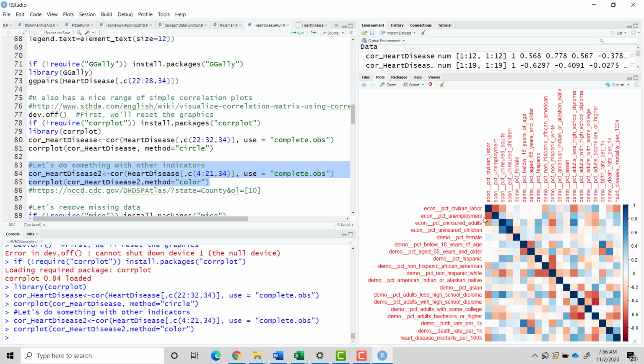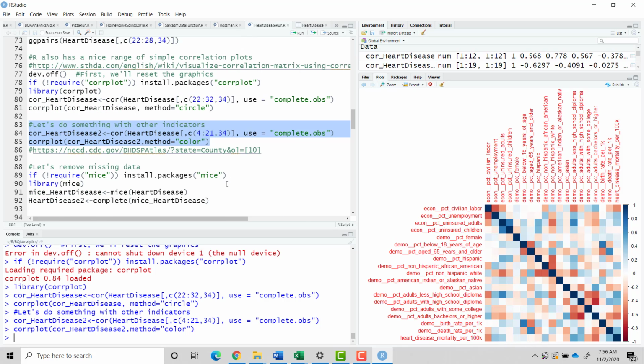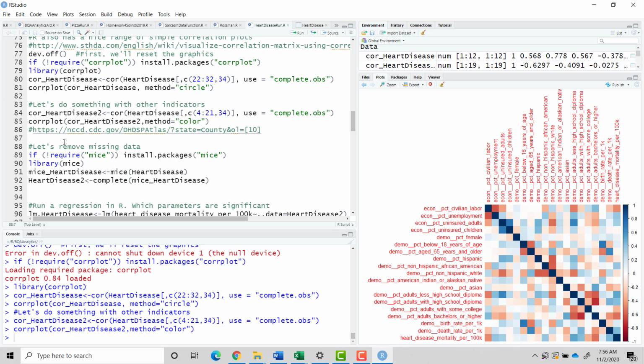So civilian employment is strongly negatively correlated with unemployment. We kind of know that. And heart disease is negatively correlated with labor, and moderately correlated with unemployment, which I guess we kind of know. If people have relatively high unemployment, we're more likely to have poverty, and we're more likely to have health factors leading to heart disease. Now, the data at the moment has a little bit of missing data.